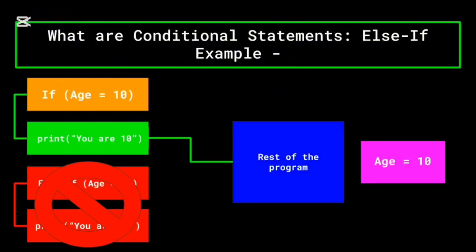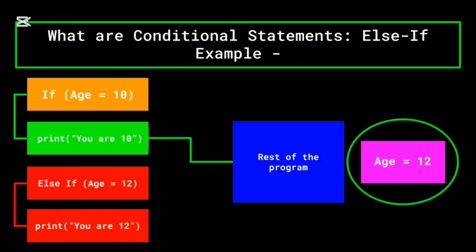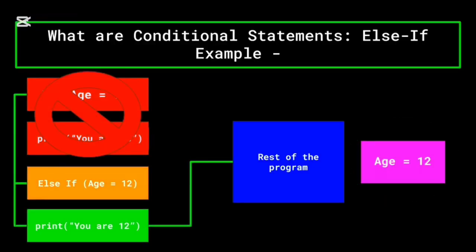Now, for example, let's say we change the age variable to be 12 instead of 10. Now, instead of the first conditional statement being true, it actually evaluates as false, since age is no longer equal to 10. So what we do now is first skip over the print statement, which prints out that age is 10, since it's not.